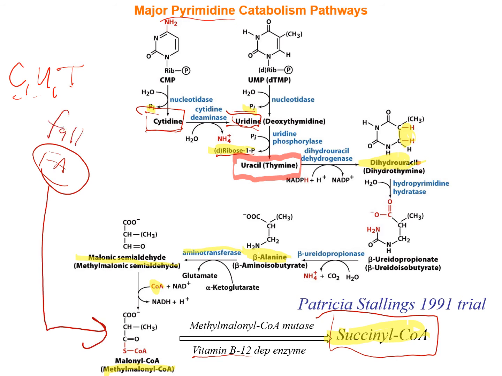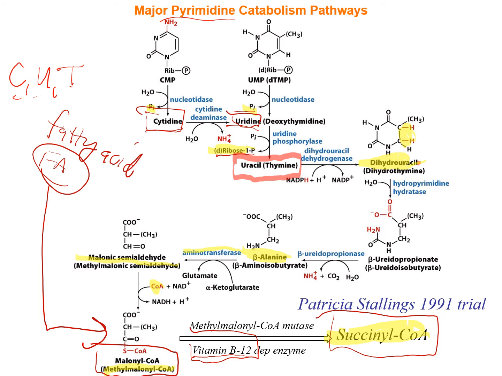So right now we're really talking about nucleotide metabolism, purine and pyrimidine. In fatty acid metabolism, we will see this again, where methylmalonyl-CoA gets converted to succinyl-CoA. That vitamin B12 enzyme is going to be important later on, and the enzyme is methylmalonyl-CoA mutase.